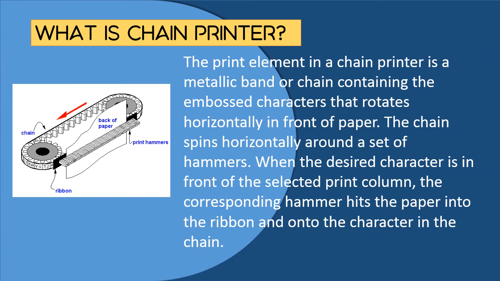What is chain printer? The print element in a chain printer is a metallic band or chain containing the embossed characters that rotates horizontally in front of paper. The chain spins horizontally around a set of hammers. When the desired character is in front of the selected print column, the corresponding hammer hits the paper into the ribbon and onto the character in the chain.